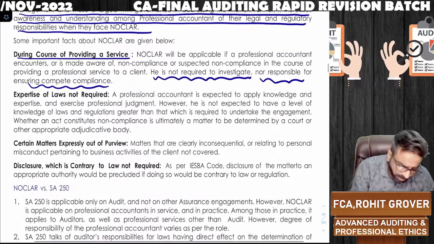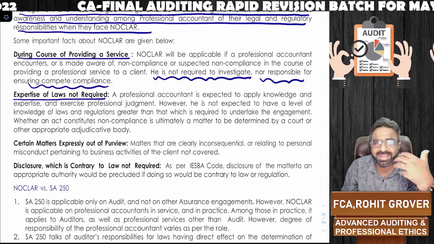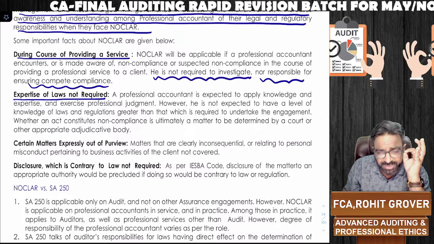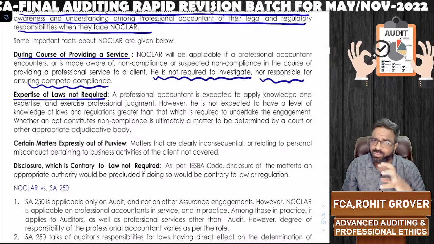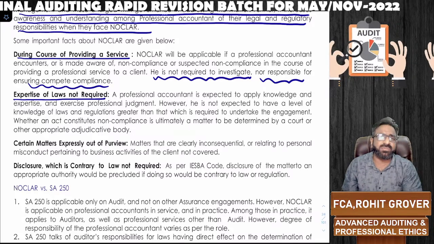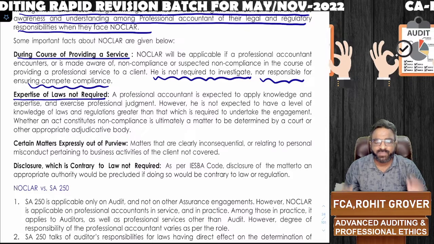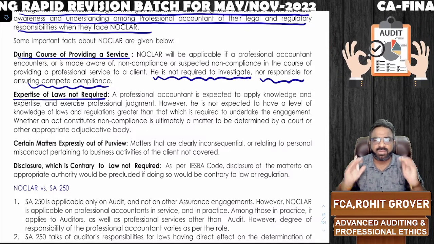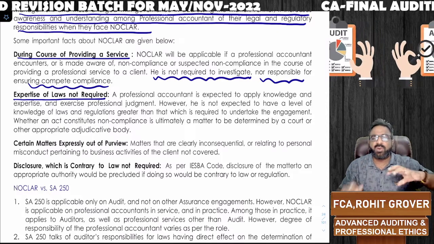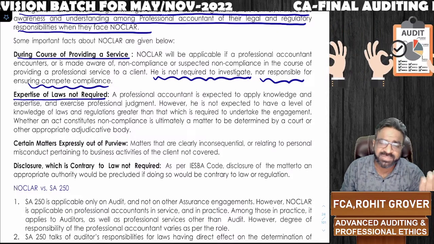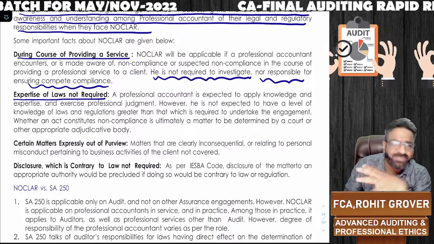And the next most important point, expertise of laws is not required. You are not expected to behave like an expert at that point of time. If you think that to understand a particular NOCLAR you need legal advice or expert advice, hire the expert and then try to understand it. Professional accountants are only expected to apply normal knowledge and normal expertise. We are not expected to have a high level of expertise. In case a high level of expertise is required, it is better to hire someone to do the same.